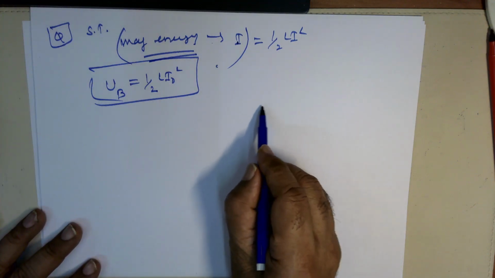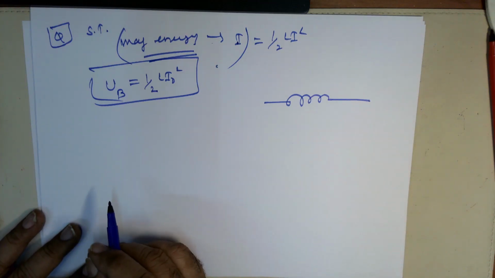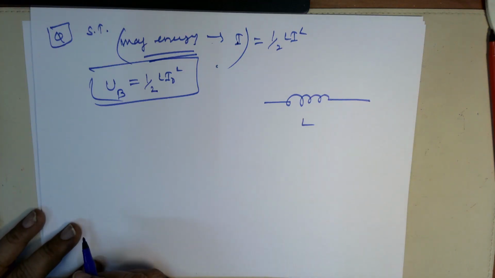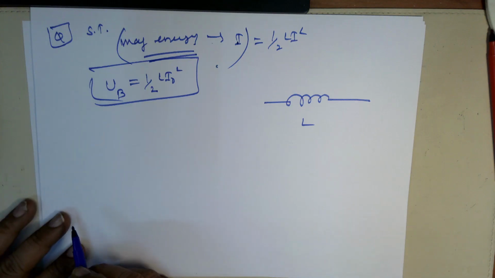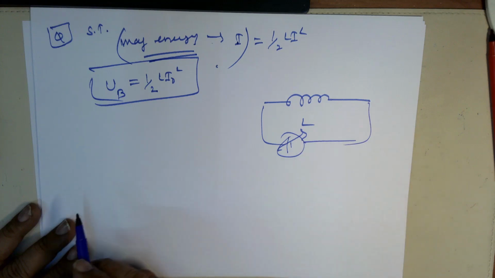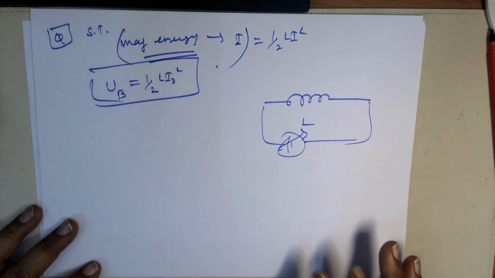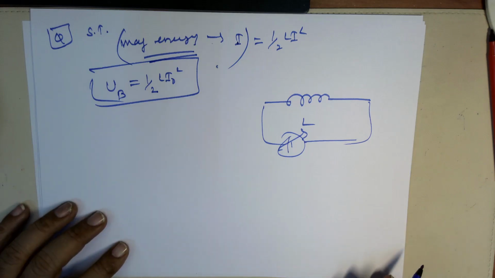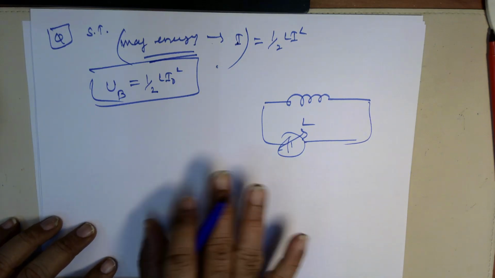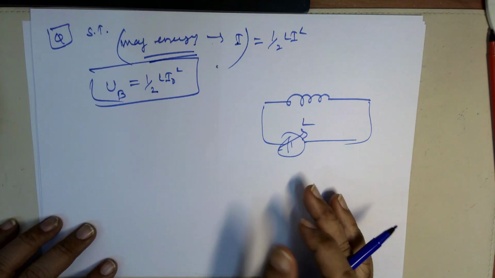Now let me consider a coil like this, and its inductance is L, connected to a source of varying EMF. Because of the changing current, the induced EMF will be produced due to self-induction, and this induced EMF will definitely oppose the change in current. So let us calculate the work done in stored magnetic potential energy in the coil.